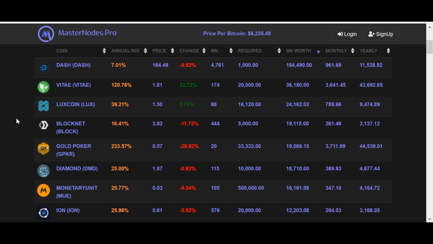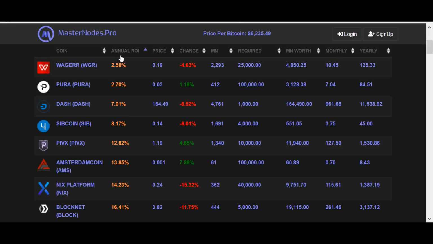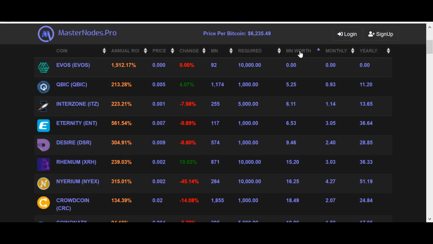A lot of times when people are getting into Masternodes, the first thing they think about is, oh, how much can I earn? They come over here and look at annual ROI and get starry-eyed. I've covered earlier in this series why you definitely want to stay away from these high ROI coins. But here's what you need to know about this ROI when you see it.